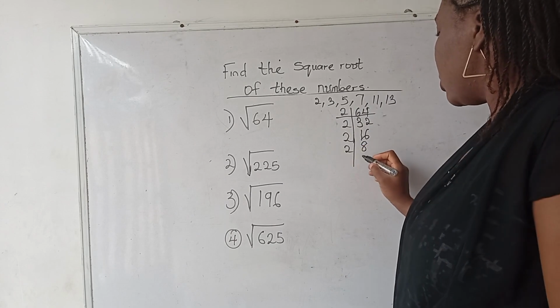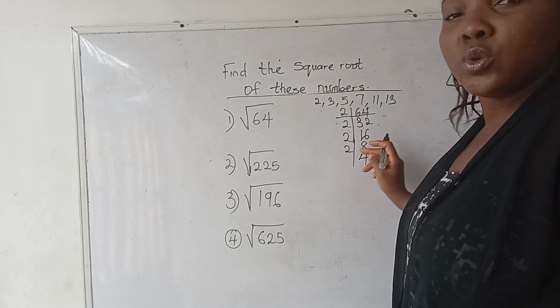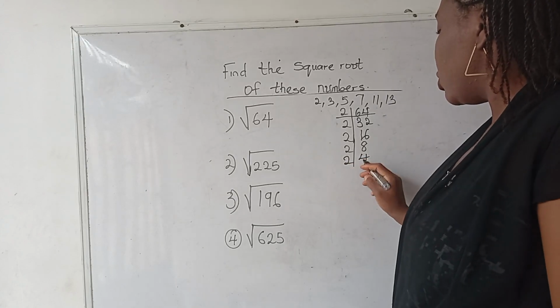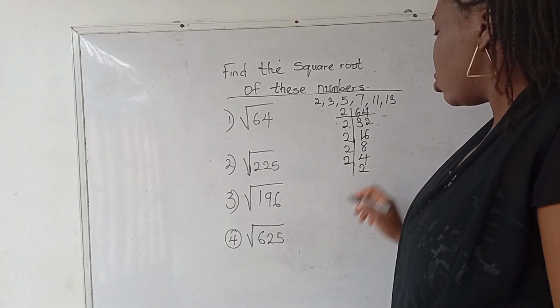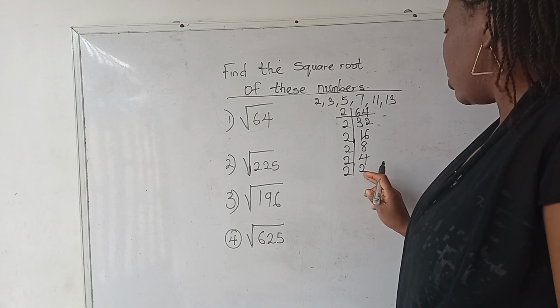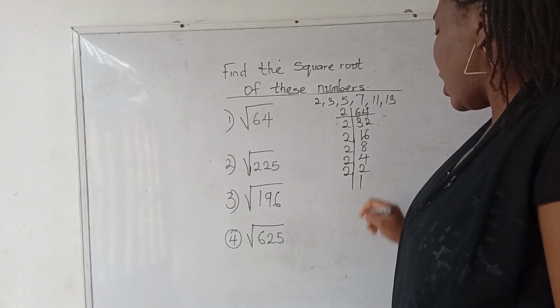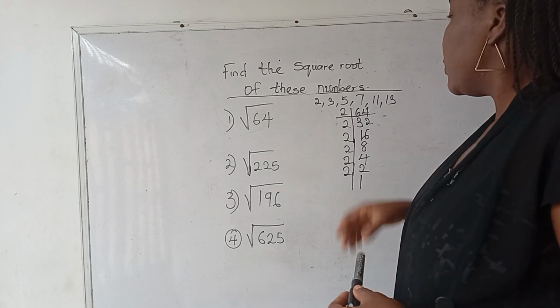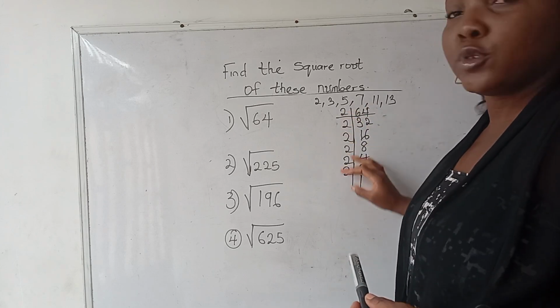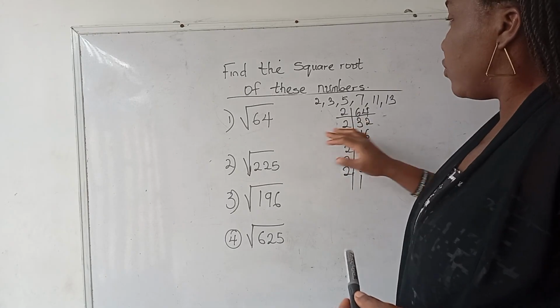Okay, so we're going to use 2 again. Into 8 we have our 4, and 2 into 4 we have our 2, and 2 into this 2 we're going to have our 1. So these are the factors of this number.